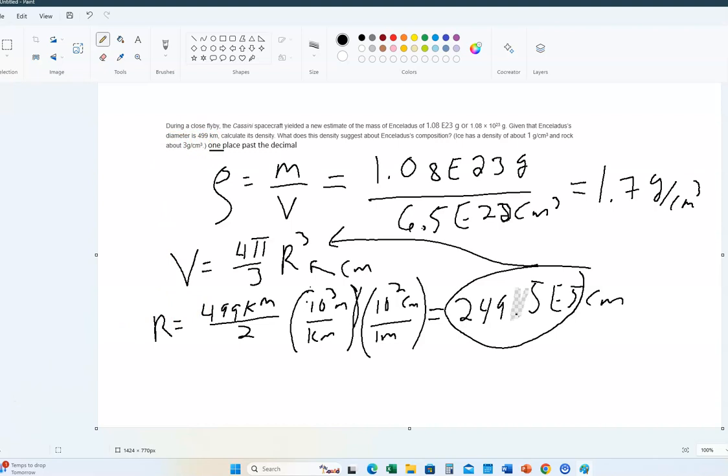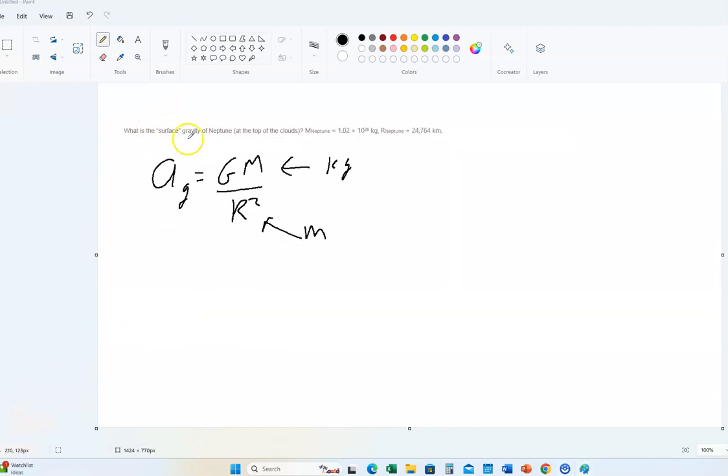All right, let's do the next problem. This one says, what is the gravity, and notice I put surface in quotation marks, because there's no surface on Neptune. What is the gravity at the tops of the clouds? That's really what we're asking. So it's going to depend on the mass of, I don't know, what did I say?